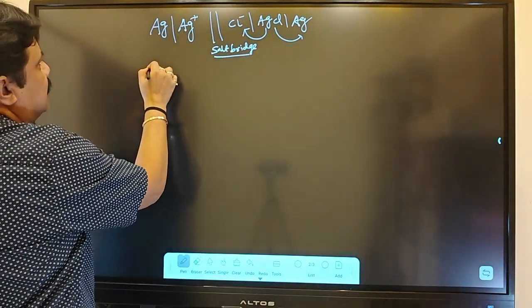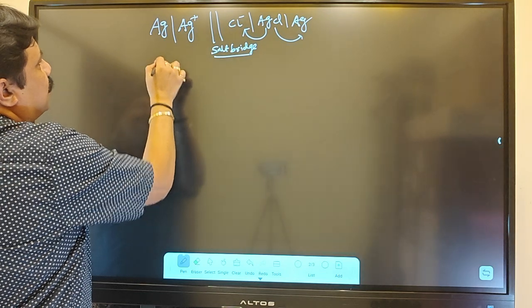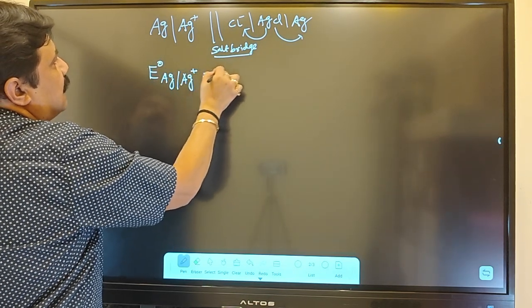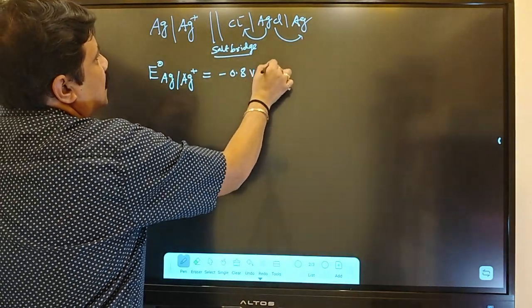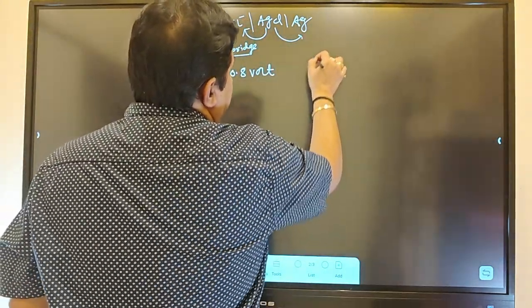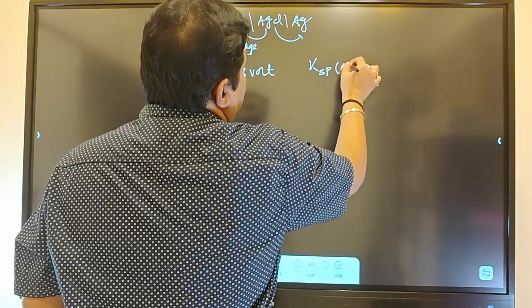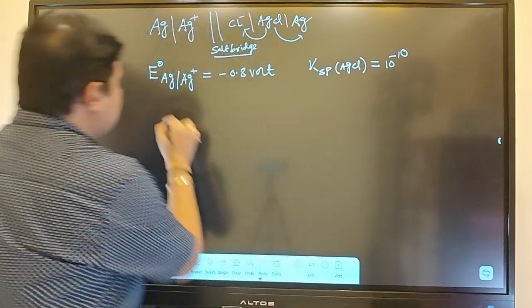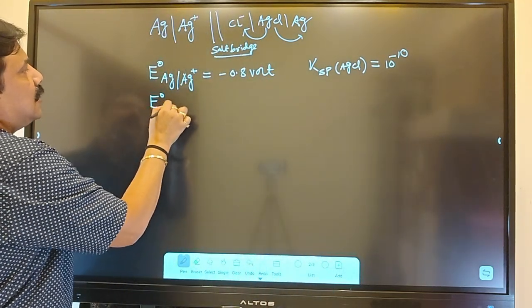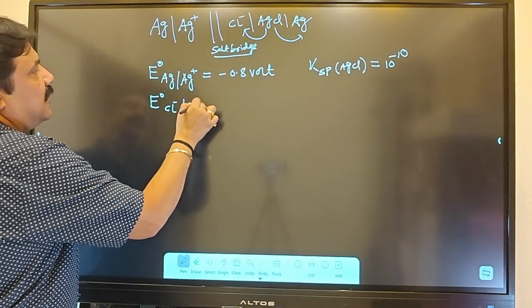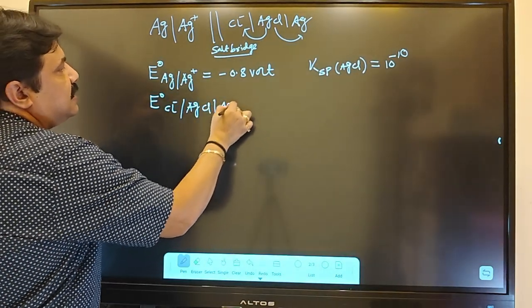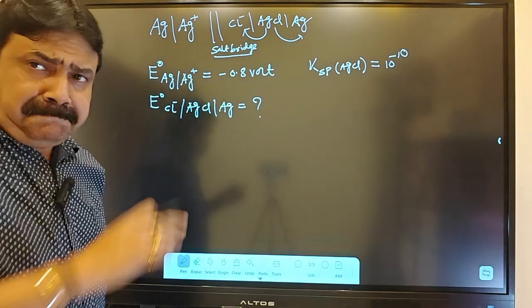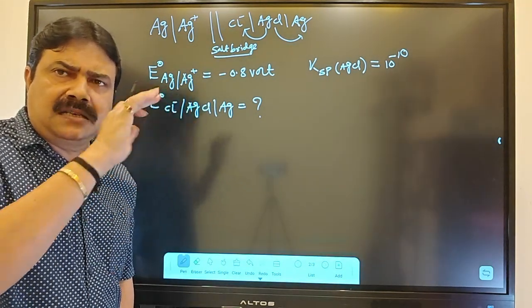Now here what they are telling, here they are giving data: E naught of Ag to Ag plus, this value they are giving as minus 0.8 volt, and KSP of AgCl, they provide you 10 power of minus 10. Then they are asking E naught of Cl minus, AgCl, Ag, what will this value be equal to? That is a very important and standard JEE Advanced model.